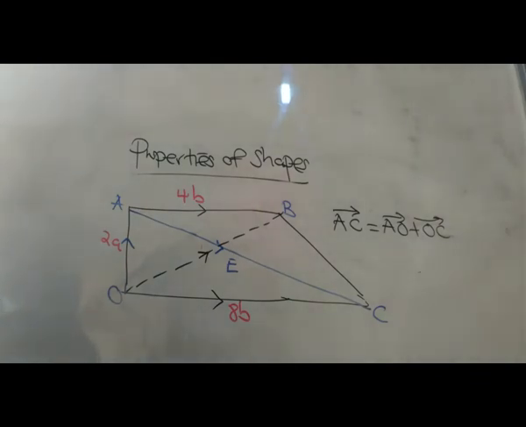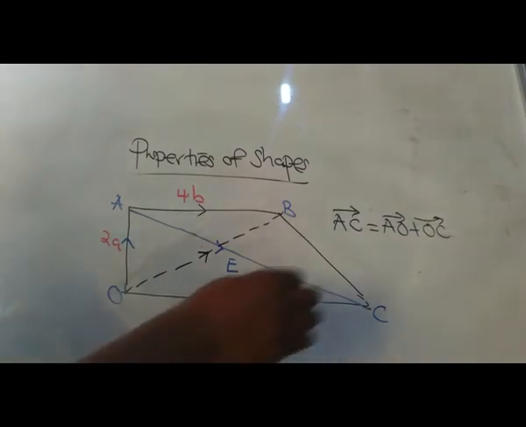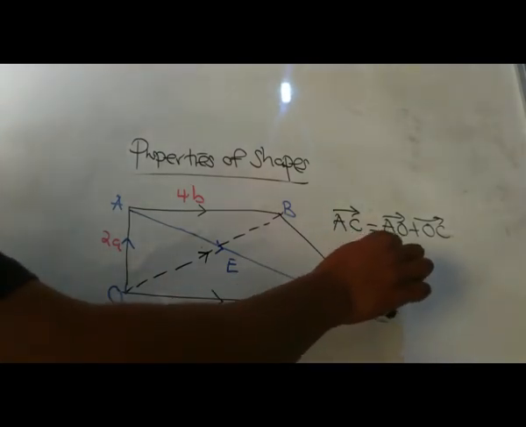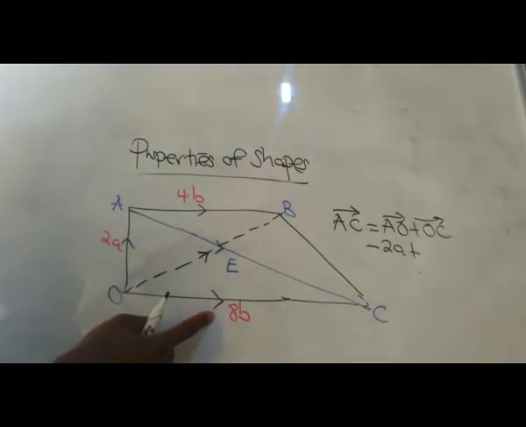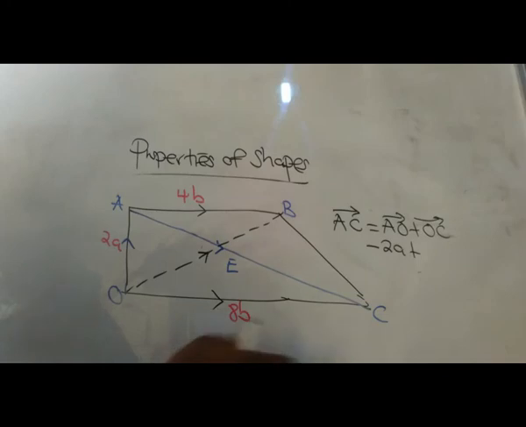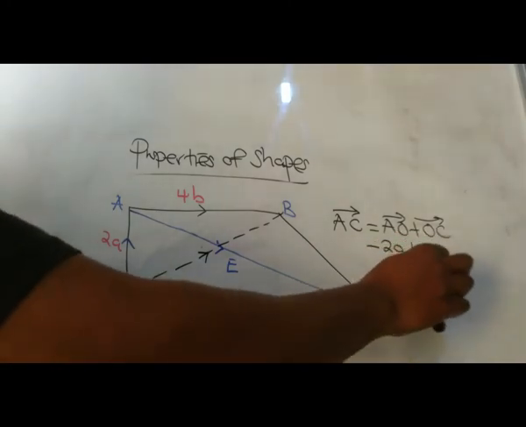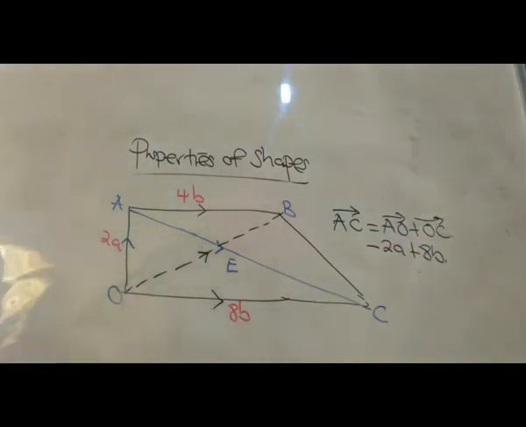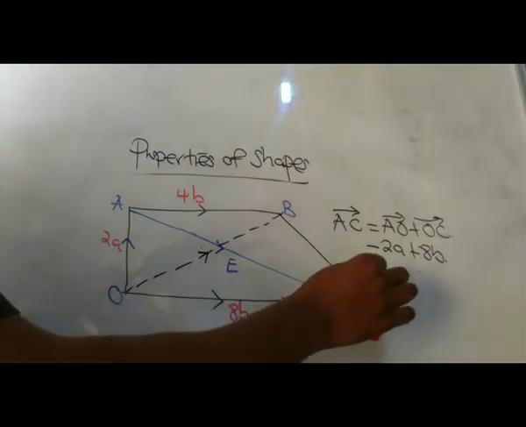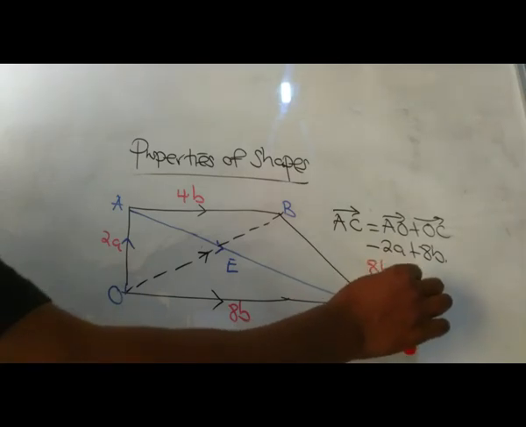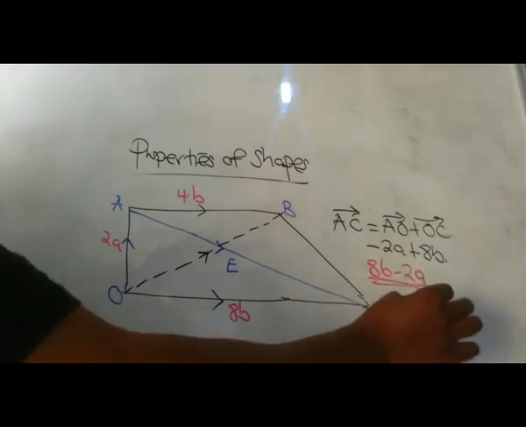Now we know AO. AO is the reverse of the arrow, so we put a negative: negative 2a. Plus, because this is flowing with the arrow, OC we just write as positive 8b. So this is the answer. But it is always advised to leave your answer in positive form first. Start with the positive terms. So we're going to write 8b minus 2a, which is the answer.